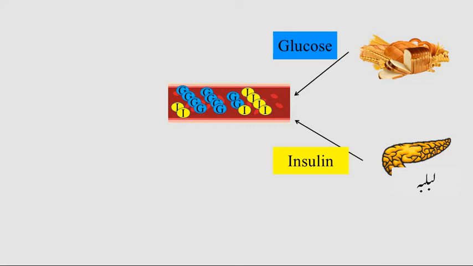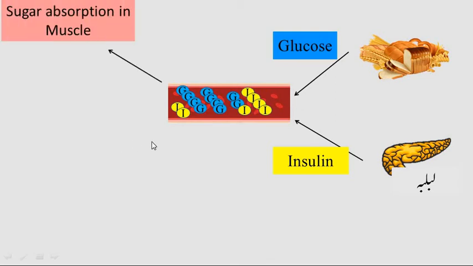There are three methods by which this insulin can get this glucose out of the blood vessels. The first one is sugar absorption in muscle for energy purposes, and it provides energy to the muscle cells.